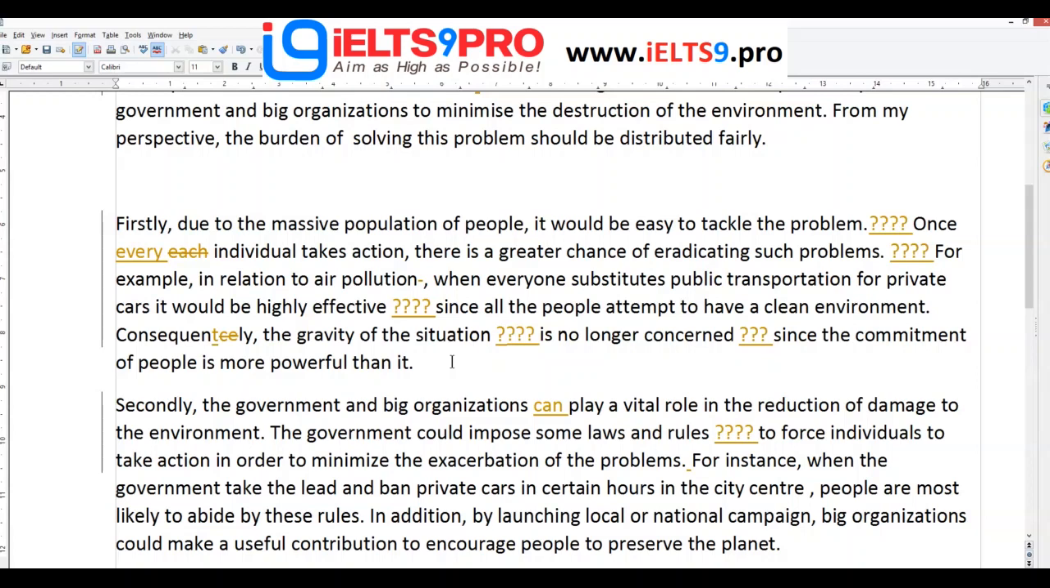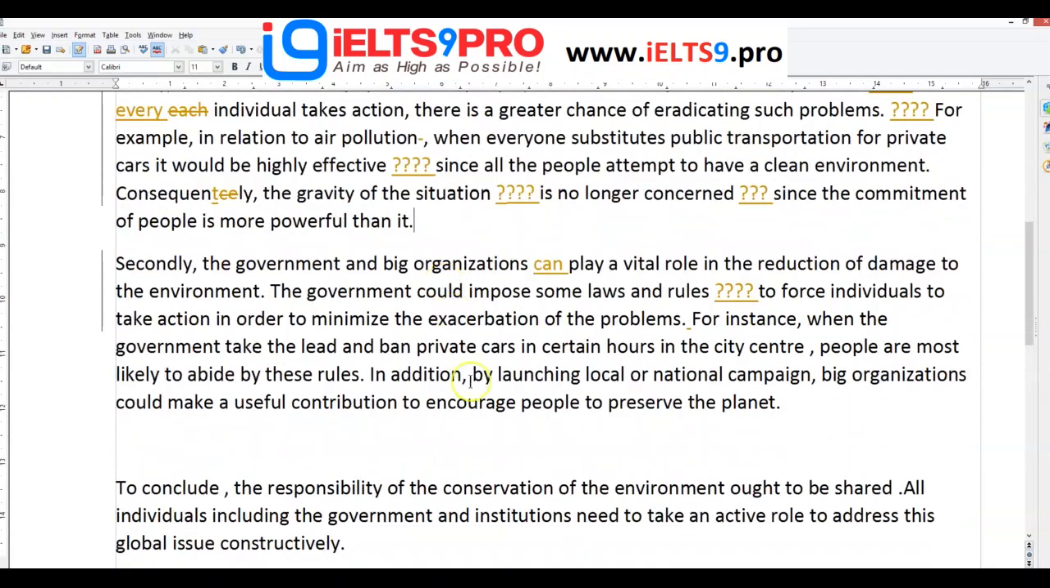You're supposed to be saying, what can the government do? Not the government can make individuals. That's not what it's asking. What can the government do? To take action to minimize the exacerbation of the problems.